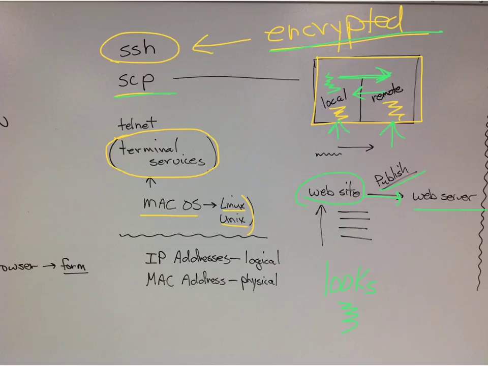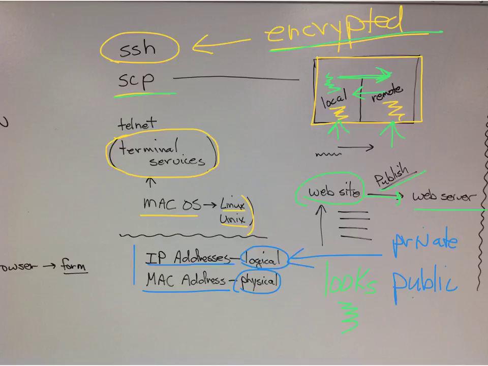And then down here we reviewed some IP addressing. IP address, logical address, MAC address, physical address. And then on a device you have the private address on the device, and then that gets translated to a public address if you're out on the internet.